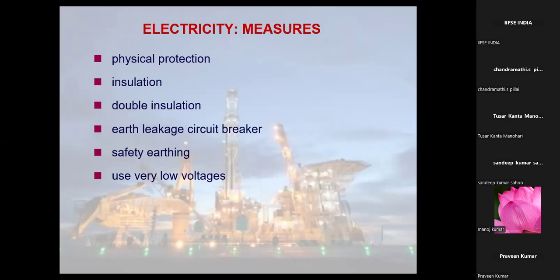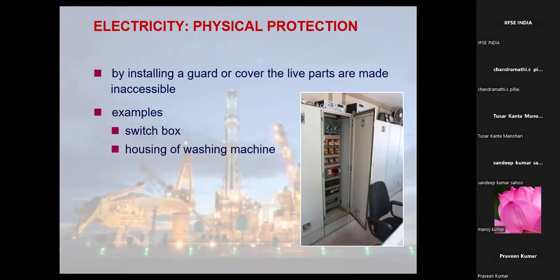to his hand. Then ELCB, that is earth leakage circuit breaker. Then safety earthing and very low use of voltage. If you see America, that uses only 110 volts. Whereas in Asia and Europe, we use 220 volts or 240 volts.